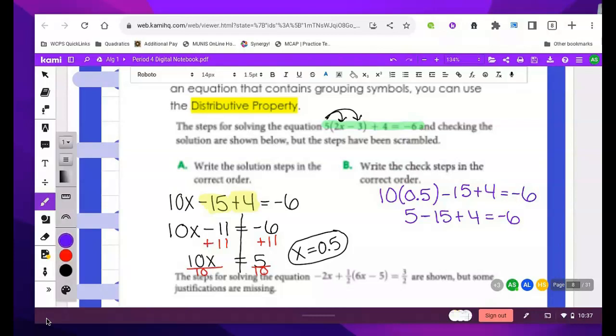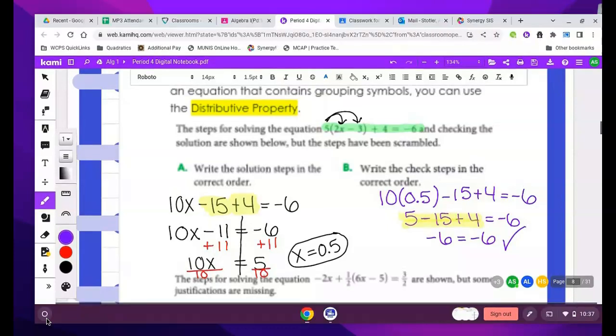And now I'm just going to combine all of my like terms. So 5 minus 15 plus 4, all those are like terms. So 5 minus 15, that's -10, plus 4 is -6. That's equal to -6. Since it's true, -6 does equal -6, we know we did it correctly. So if you need to pause the video and go back to review any of those steps, go ahead and do that now.